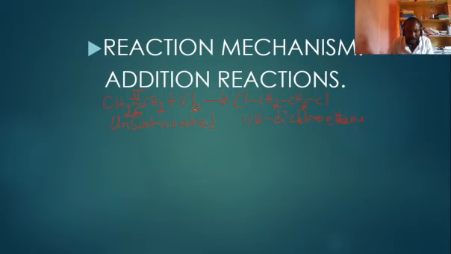Now, when this chlorine molecule, 2 chlorine atoms successively, are added to 2 carbon atoms, this is an addition reaction. This compound is unsaturated. 1,2-dichloroethane is saturated. Just like I was telling you, in reaction mechanism we are looking at the condition for us to move from an alkene, which is unsaturated, to an alkane, which is saturated.